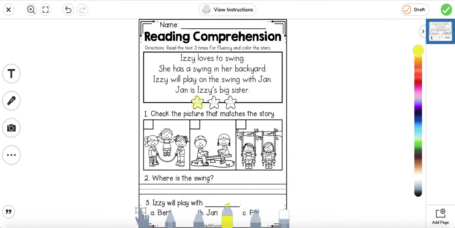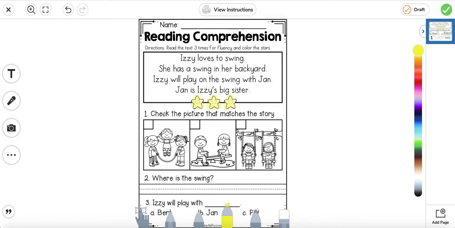Okay, let's read it again. Izzy loves to swing. She has a swing in her backyard. Izzy will play on the swing with Jan. Jan is Izzy's big sister. Okay, we're going to read it one more time. Izzy loves to swing. She has a swing in her backyard. Izzy will play on the swing with Jan. Jan is Izzy's big sister.